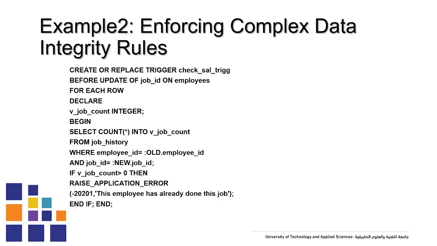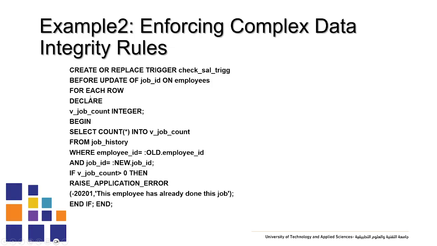Okay, so we have ON employees here, meaning this trigger is associated with the employees table. It is very obvious that this will fire whenever an update operation affects the job ID, on each employee record in the respective employee table.